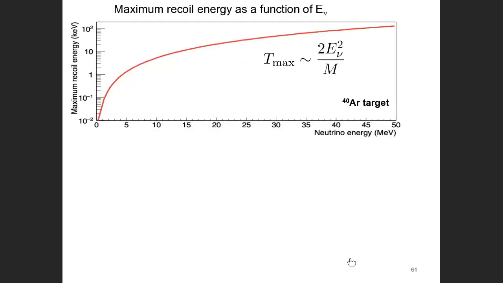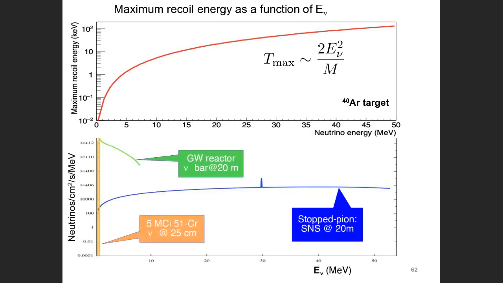And what kind of thresholds do you need? I showed this before, this is the maximum recoil energy, which goes as E squared over M, as a function of neutrino energy. And these are different neutrino spectra from different kinds of sources, and I will talk in more detail about some of these. So the blue is from a stopped pion source, the green is from a nuclear reactor, and the orange is from an artificial radioactive source.